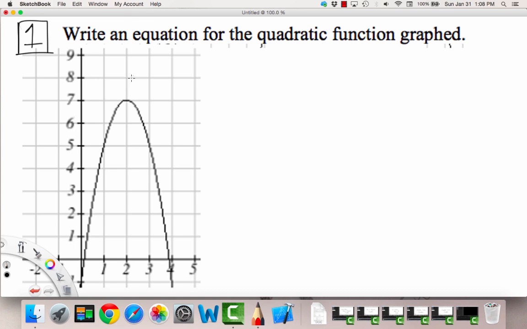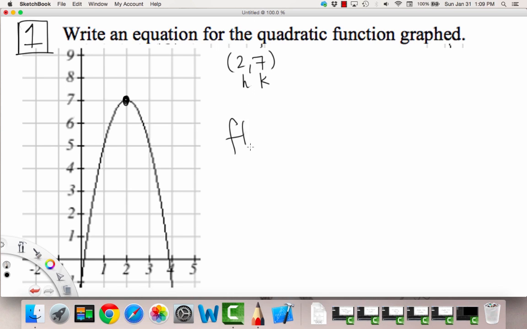Okay, so the first thing we're going to do is find the vertex. So here's the top of our parabola here. So that's at (2, 7). So this is like our h and that's our k. Alrighty, so that means we went right 2 and up 7. That's how we shifted our graph.